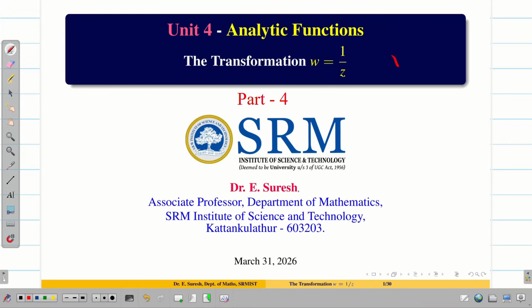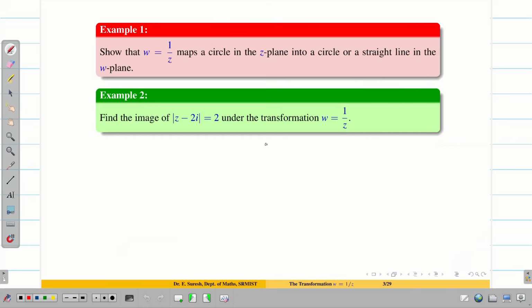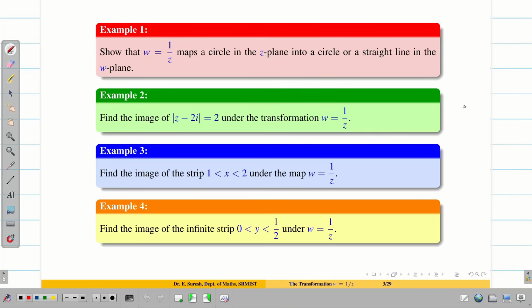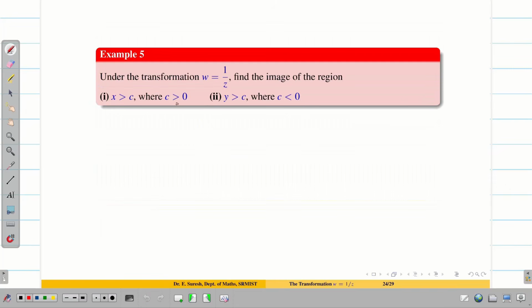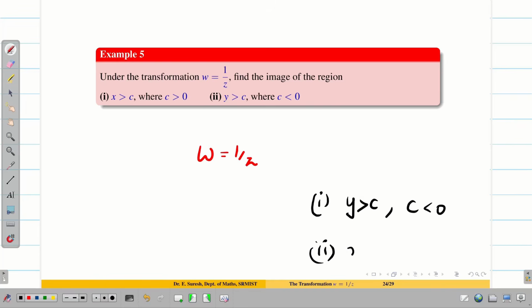Dear students, welcome to the problem solving session on the transformation of W equal to 1 by Z part 4. In the first three videos, we solved four different problems where x should be less than 1 or x greater than 1, y less than 1 by 2, y greater than 0, all these conditions. In today's session, we are going to see a special problem under the transformation W is equal to 1 by Z. The general problem y greater than c when c is negative. Similarly, x greater than c when c is positive.